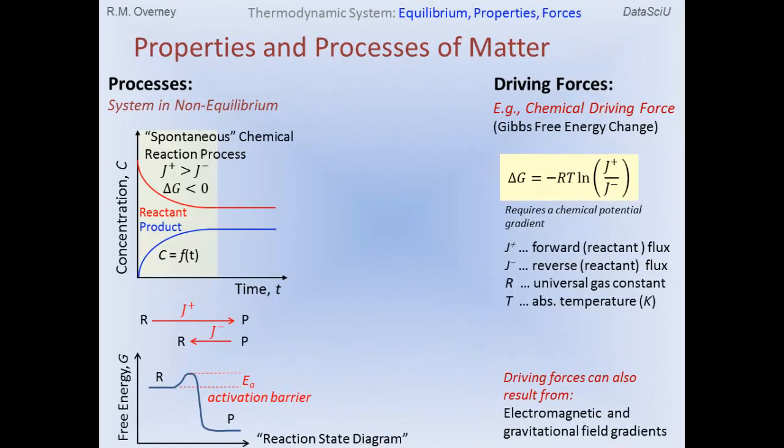The main distinguishing feature between a process and a property is that the former describes a non-equilibrium state, while the latter one represents an equilibrium situation. To keep a process going requires a driving force. This is illustrated here with a chemical potential gradient expressed by the difference in the Gibbs free energy, delta G. Nature drives, whenever possible, a system to its lowest energy state.